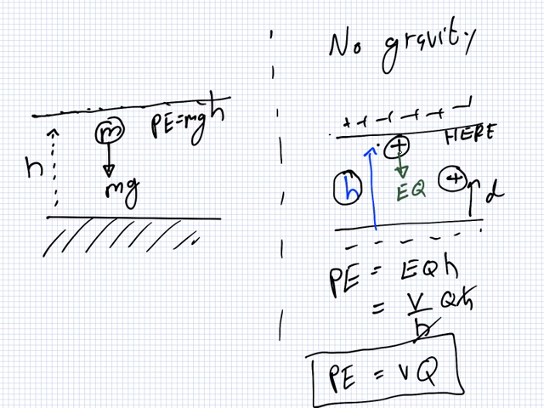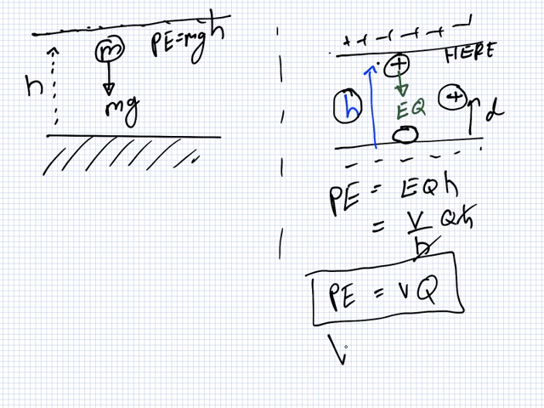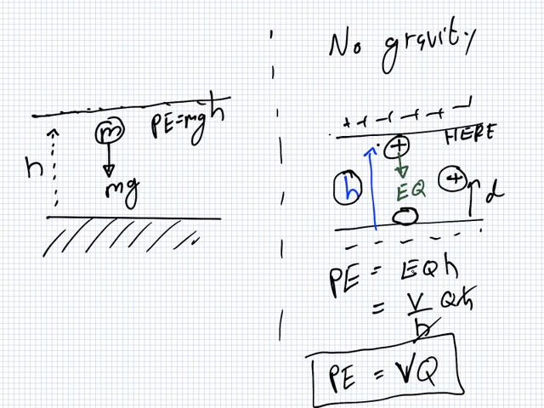What will this potential energy change into when it gets to here? Kinetic. So of course you know then, if you wanted to, you could say VQ is equal to a half mv squared, if you wanted to. Anyways, this is the formula for potential energy in a field between two plates.